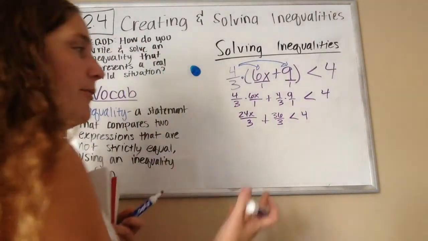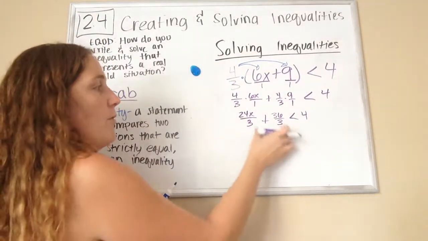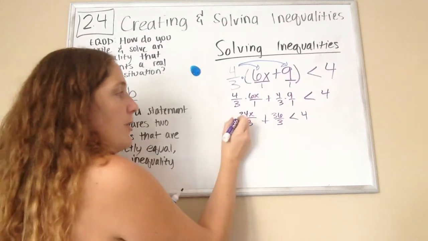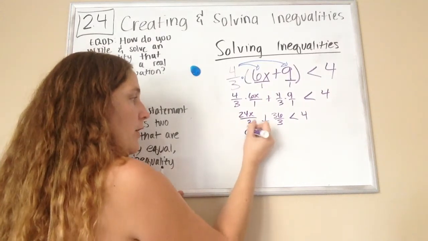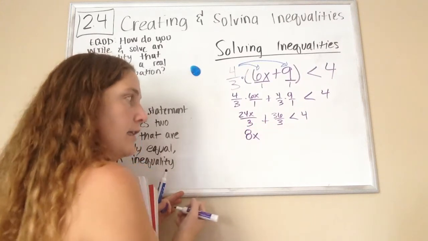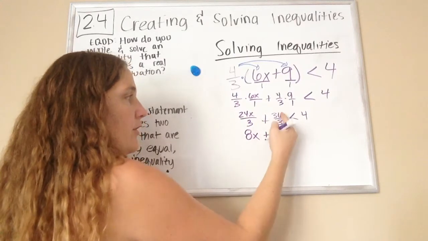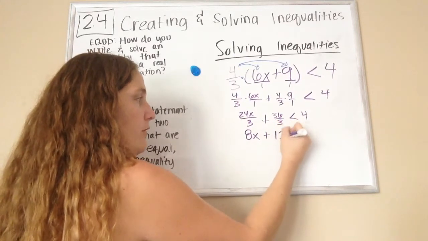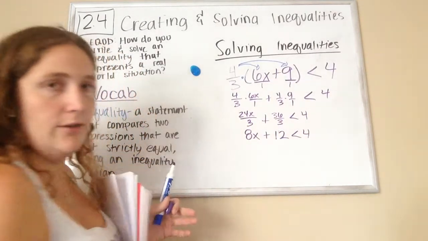Okay, now we're going to just simplify these. Before we even try to move things to the other side, we're just working with what we can simplify here. So how about 24 divided by 3? Remember, because a fraction is just division. We get 8x. You could put it over 1 if you wanted to, but you don't need to. Plus 36 divided by 3 is 12, is less than 4. If you don't believe me on those, you can grab a calculator and check it.